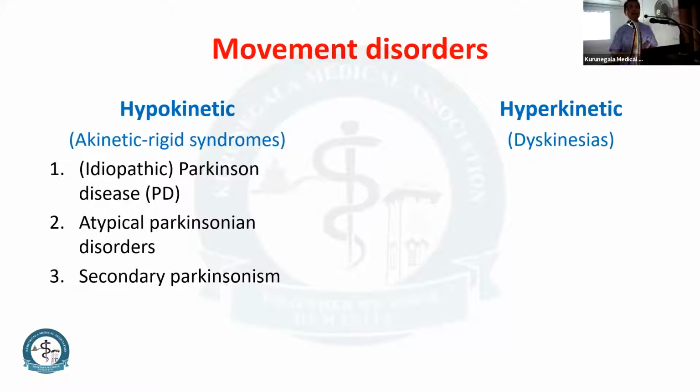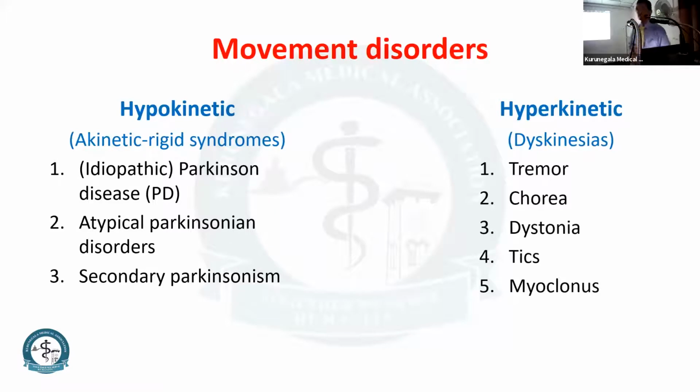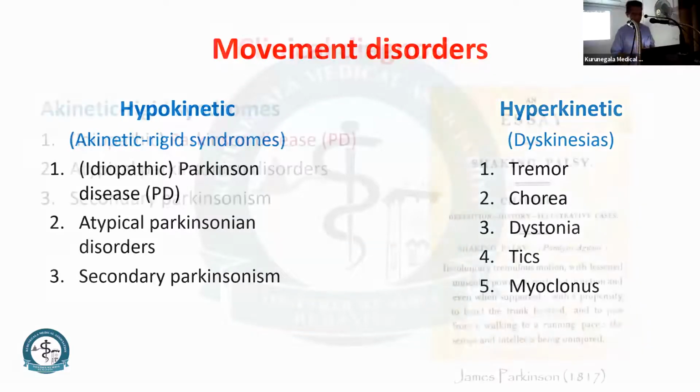Now, idiopathic Parkinson disease, we commonly use the term Parkinson disease. So when we say Parkinson disease, we actually mean idiopathic Parkinson disease. Now, under hyperkinetic disorders, we have 5 categories. They are tremor, chorea, dystonia, tics, and myoclonus. Now, today's lecture is focused on the hypokinetic disorders, and in that also Parkinson disease. I will make mention of the other 2 just for you to differentiate.